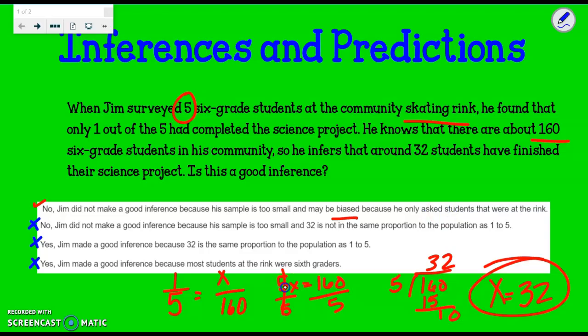So when you do sample sizes, you have to look at the total that were surveyed out of the total number that there are. And there needs to be a big enough sample size that you can make an accurate prediction.